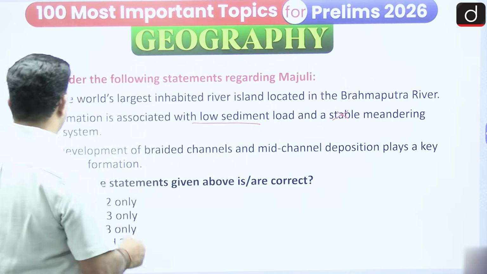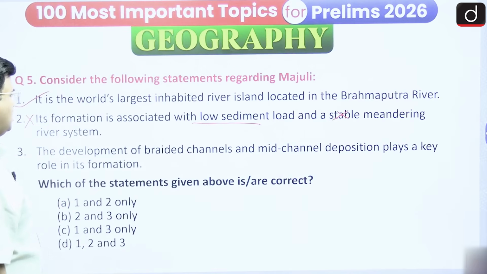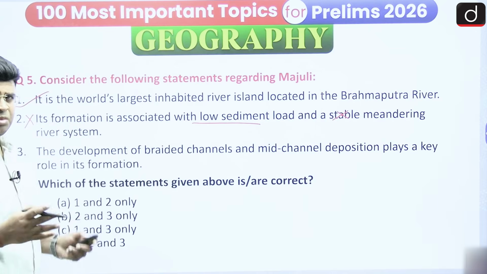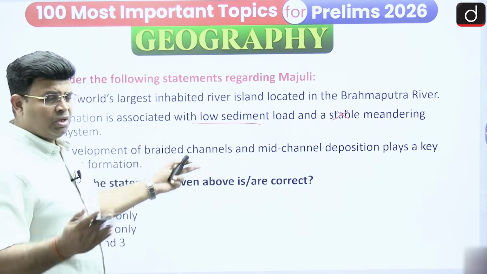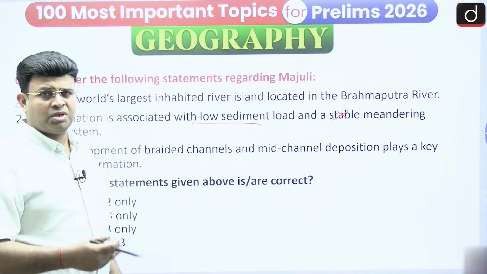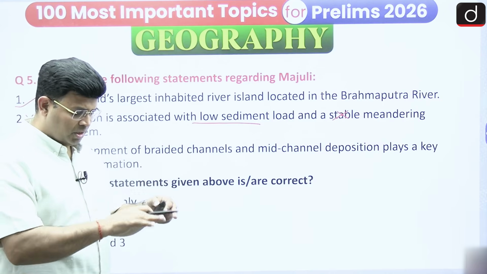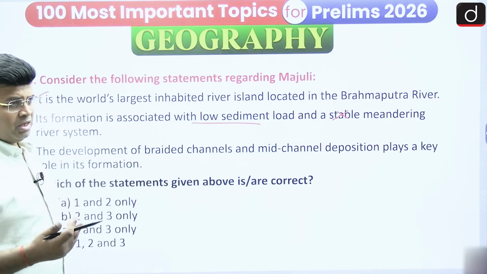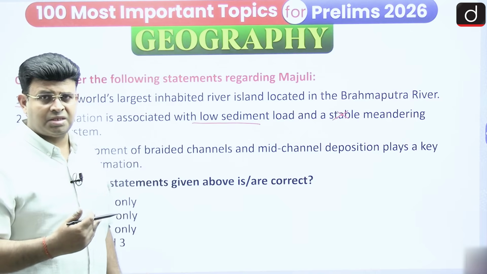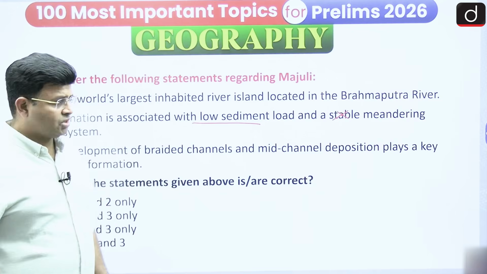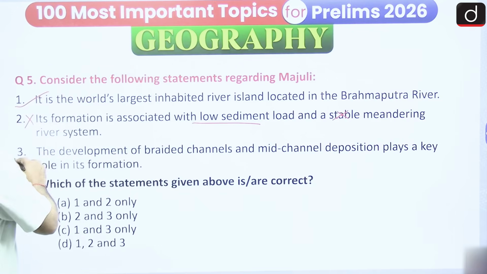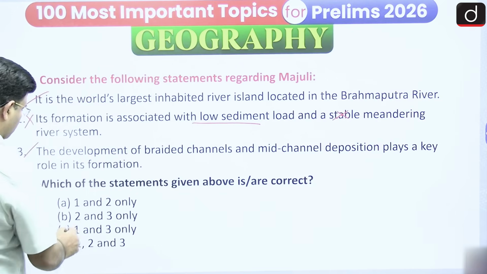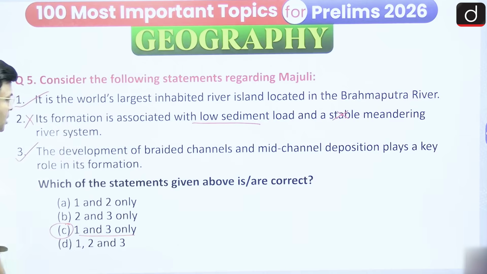So here the development of the braided channel and the mid-channel deposition play a key role in its formation. Yes, the braided channel pattern helps in the formation of such kinds of river islands, and in the middle of the channel they deposit the sediment and it becomes a river island. If you want to understand this explanation, go and see the last episode. And this statement is correct, so we can say that statements 1 and 3 are correct.